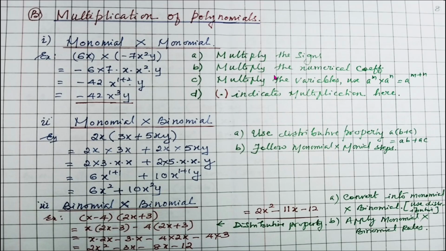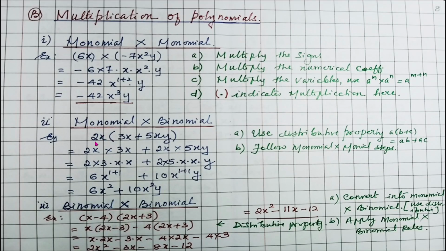First multiply the signs, multiply the numerical coefficients, multiply the variables using the law of indices. A raised to m into a raised to n is equal to a raised to m plus n, and also remember that dot indicates multiplication here. Now coming to the next important multiplication, that is monomial into binomial. So it is monomial into binomial.